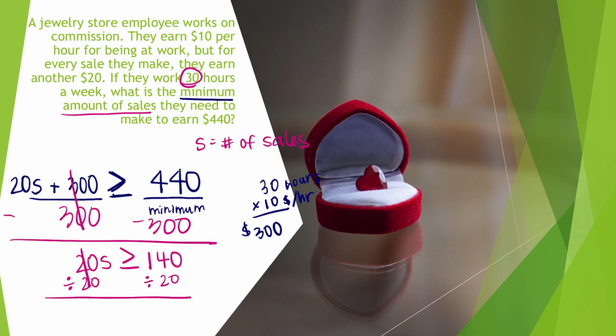That cancels out my 20, and I know S is more than or equal to 7. Okay, and because it's a whole number and it's included, I know that they have to make at least 7 sales. So I interpreted it in the context of the problem. And that's something else. Just always make sure it makes sense in the context of the problem.